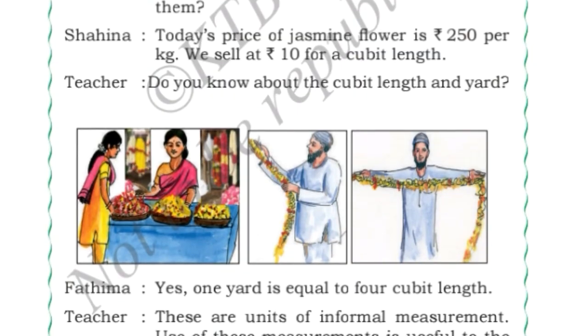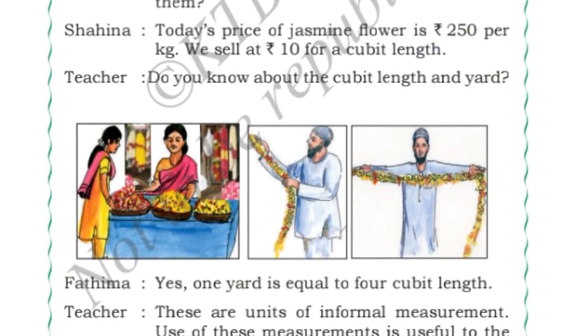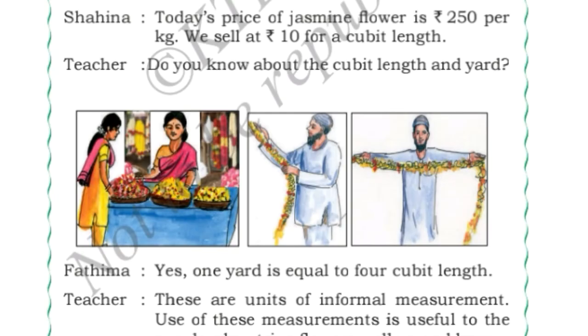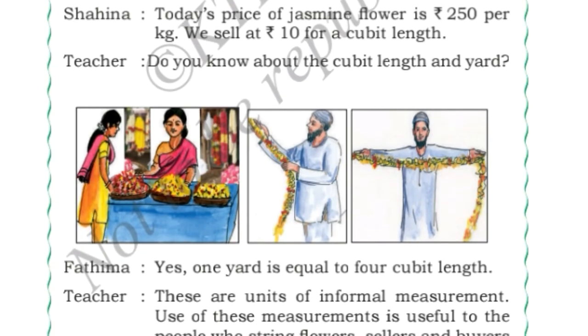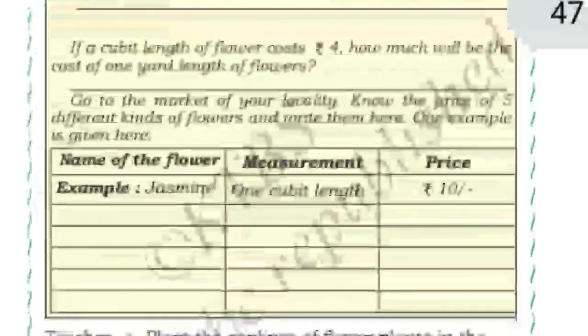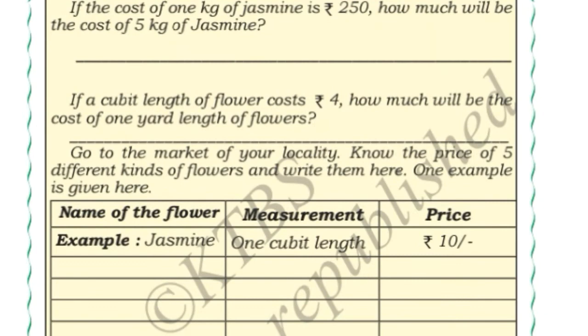Next, the teacher says that these are the units of informal measurements. These are the measurements which the people who string, buy and sell the flowers use. Okay, yard and the cubit are the measurements used to sell and buy the flowers. Okay, next here some questions are there.